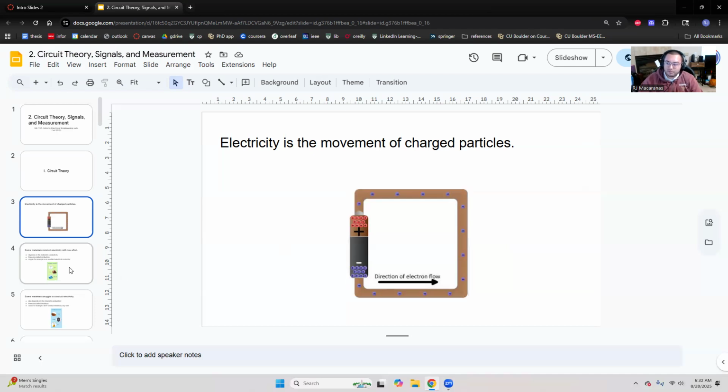and they'll want to go towards positive charge. So hopefully you've had some exposure to physics and electricity and this idea that charged particles will flow towards their opposite.